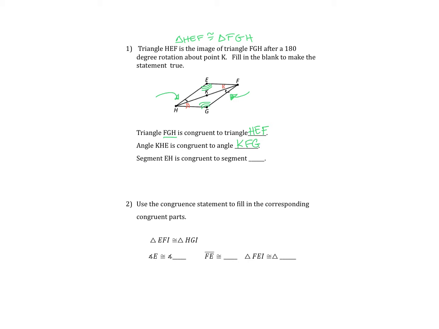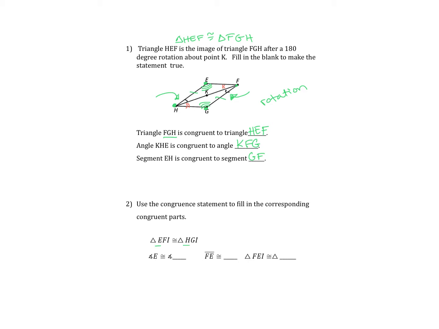So then it says segment EH is congruent to what segment? So let's go find EH. It's this segment right here from E to H. And be careful, E goes to G. So it would be congruent to GF on the other side. Make sure you write it in GF order. Because this is a rotation, we have to remember to flip-flop when we're working with F and H.